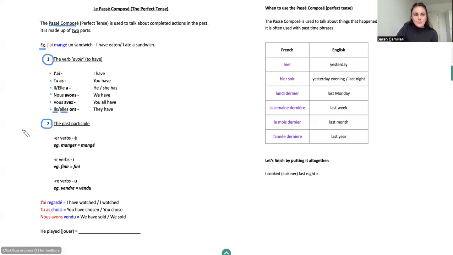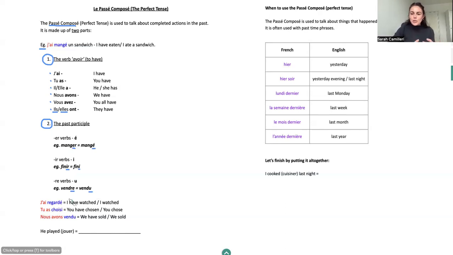So to form the past participle, you need to know which category your verb falls into so that you can change it accordingly. So for the ER verbs, we have, for example, manger. You're going to have to take away the ER and add an E accent. So manger, to eat, turns to mangé, ate. For IR verbs, similarly, you're going to take away the IR. For example, finir, to finish, will go to fini. You're adding on an I, and it means finished. And for RE verbs, such as vendre, to sell, you've removed the RE and you're going to add a U, vendu, to change it to the past participle, which would be sold.